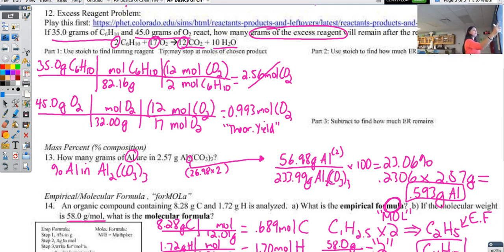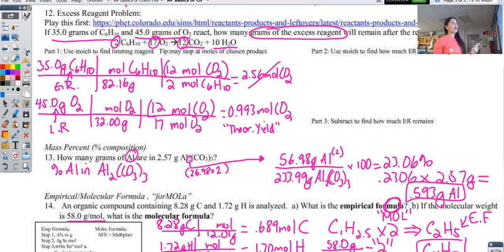That means that whatever gave me my theoretical yield must be my limiting reagent, which means this must be my excess reagent. And people will ask, what am I pointing to? I'm pointing to the entire thing because it's the 35 grams of C6H10. So maybe if I started off with less of the C6H10, that would have been my limiting reagent, okay? But that is my excess reagent. I did want you to notice that I had less grams of it, but because of my ratios, that is my excess reagent, okay?